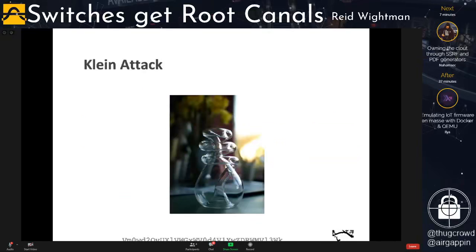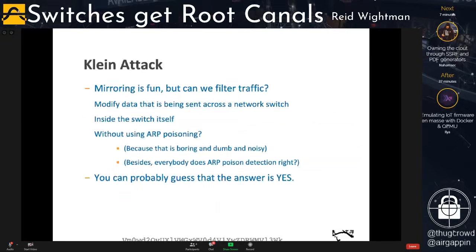The next attack we'll look at, I call the client attack. So mirroring, all that mirror manipulation was really fun, but another question came up: can we filter network traffic? And can we manipulate network traffic? In other words, go into the application layer of a packet and modify it on a network switch. And we would do this without using something stupid like ARP poisoning, where we use the internal CPU to man in the middle, because ARP poisoning is noisy and everybody has ARP poison detection enabled on their network at this point, right? Right.